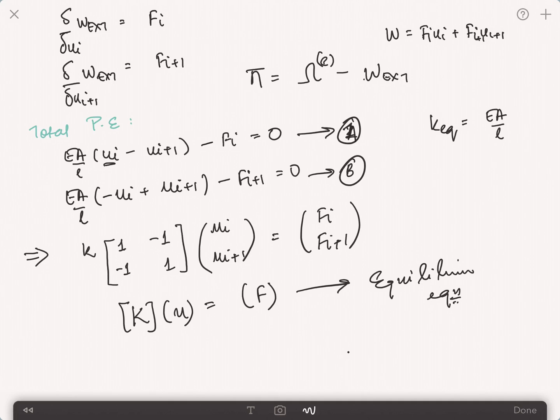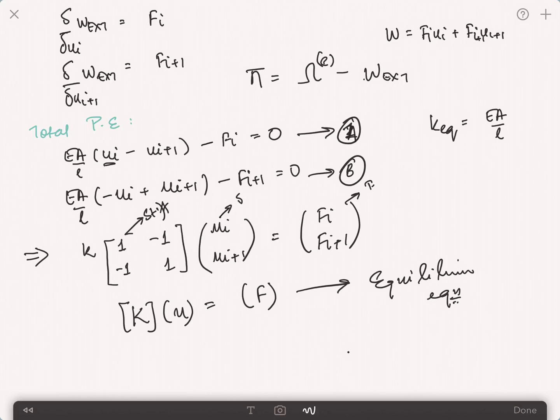So this is the local stiffness matrix. Of course, you know this is the stiffness matrix. This is the displacement vector, and this is a force vector. So you can set this up for every element and then put it together to form a global equilibrium equation as I've shown you before with the direct stiffness approach.